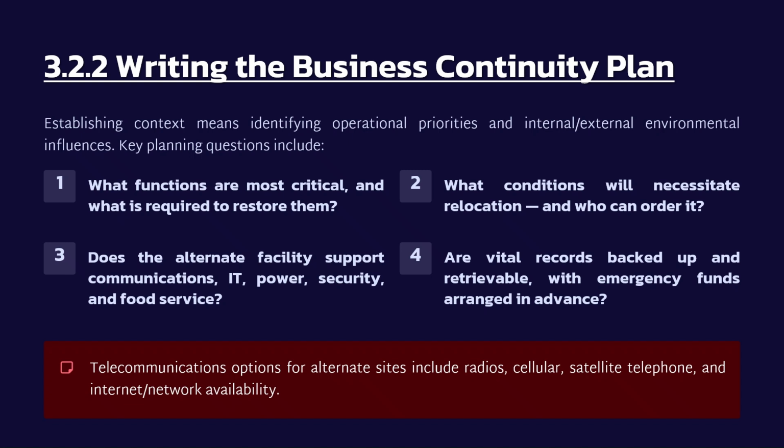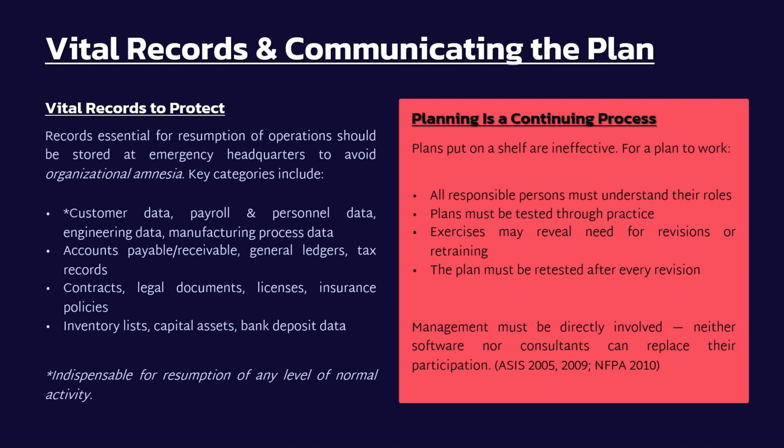Another important consideration is whether alternate facilities can support communication systems, IT infrastructure, security requirements, and essential services. The plan must also address whether vital records are backed up and retrievable, and whether emergency funds are available to support recovery activities. Finally, organizations should ensure that telecommunication options are available for alternate sites, including radio, cellular, satellite, and internet connectivity.